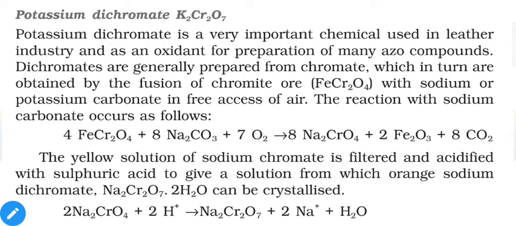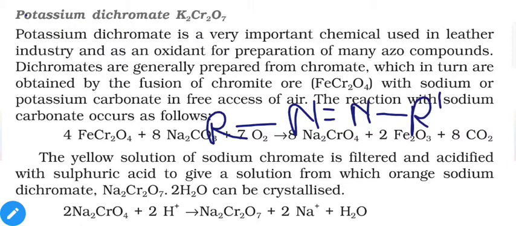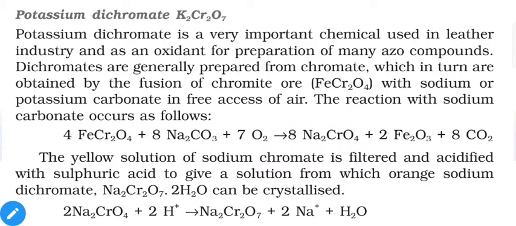Azo compounds contain N=N bonds in between. That means it will be attached with certain other groups from both sides, and usually we have N=N in between. Dichromates are generally prepared from chromates, which in turn are obtained by the fusion of chromite, FeCr2O4. Dichromate means Cr2O7, and chromate means CrO4. It can be obtained by the fusion of chromite ore with sodium or potassium carbonate in free access of air. The reaction with sodium carbonate occurs as follows.